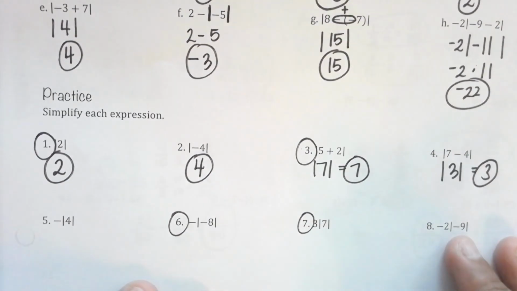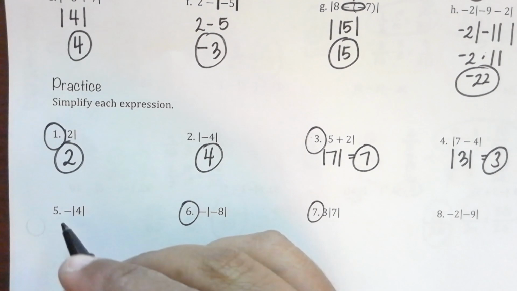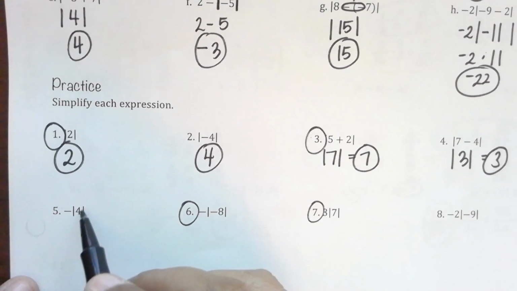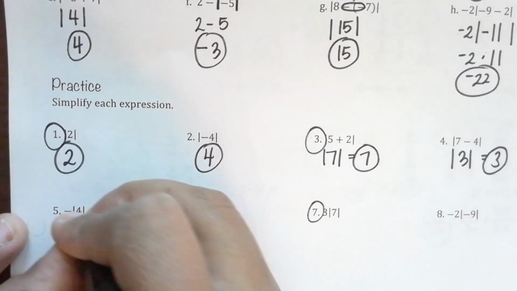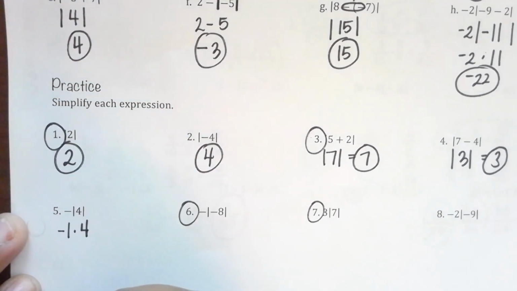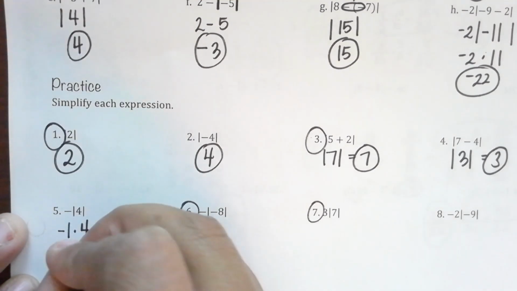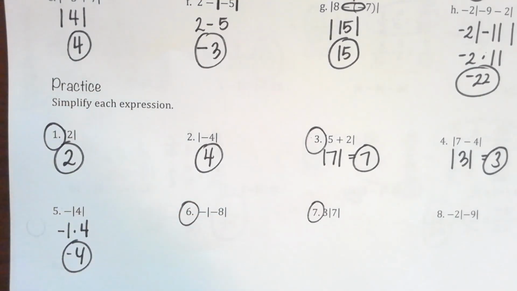Any questions there? Looking at number 5, is there anything to work on the inside? So what's the absolute value of 4? But what happens with this negative 1 out here? You have to times it. So what's negative 1 times 4? Great job. Any questions there?